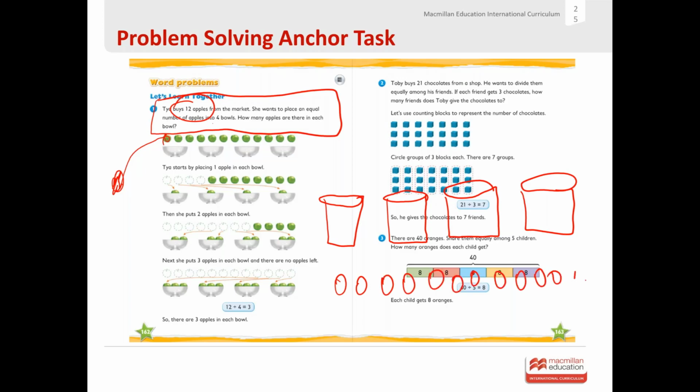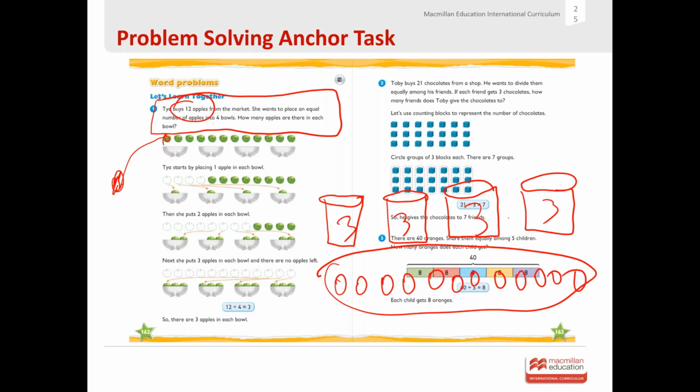11, 12. How am I going to, class, put these 12 counters or 12 apples into an equal number of apples into 4 bowls? What could I do? Some of our children might realize straight away 4 times 3 gives me 12. So I'll have 3 here, 3 here, 3, 6, 9, 12, 3 in each of these cups.